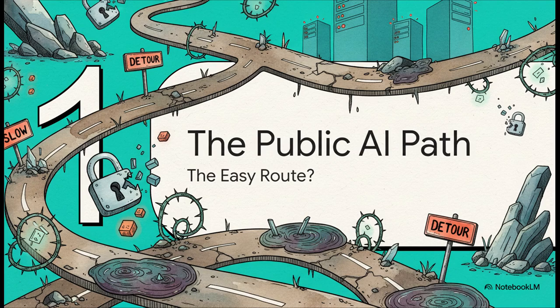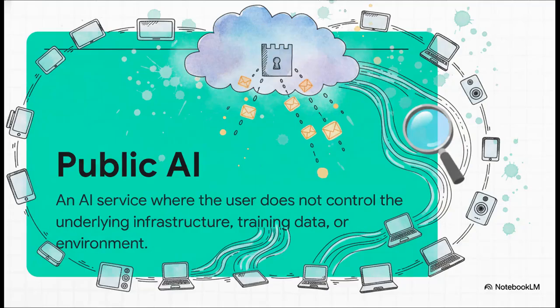All right, let's explore that first path. This is the one that's super easy to get to, it's convenient, but it's also packed with hidden risks and detours for your data. We're talking about the public AI route. So what even is public AI? Well, it's pretty much what most of us use every single day. Think about those big, popular AI assistants that you can just hop on and use for free. The key thing here is you don't control anything. Not the servers, not the software, not the data policies. You're basically just sending your information out to a third party and kinda crossing your fingers.